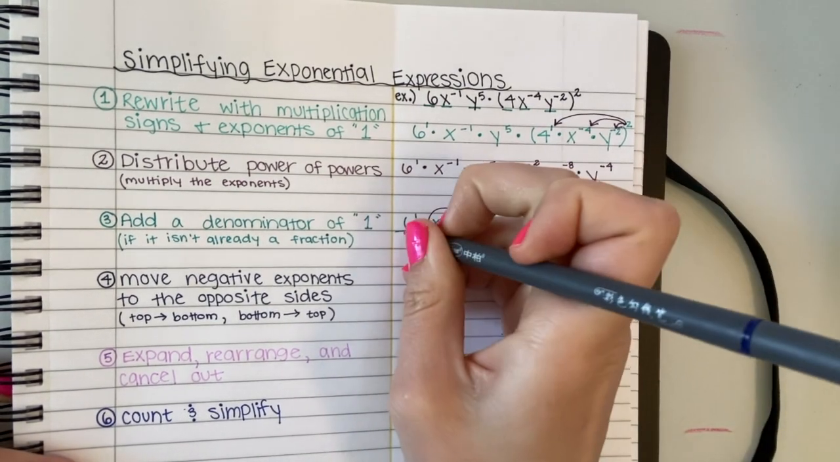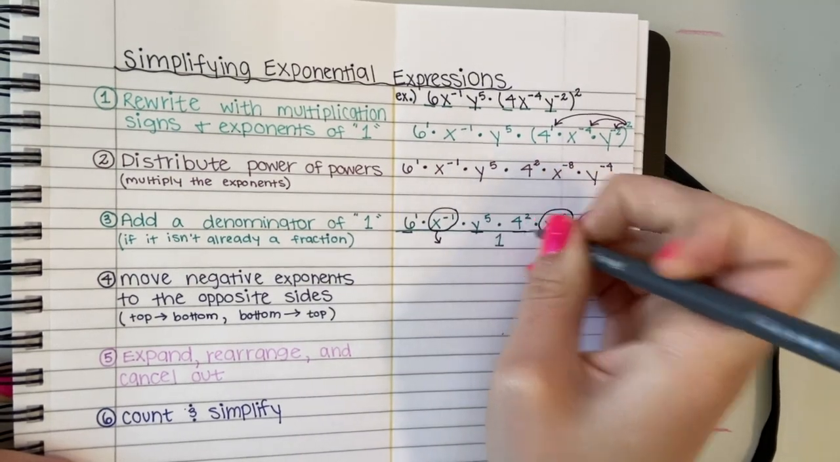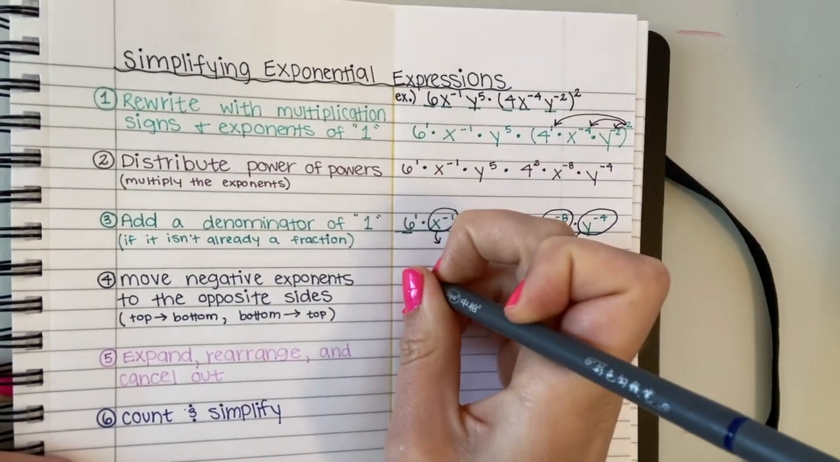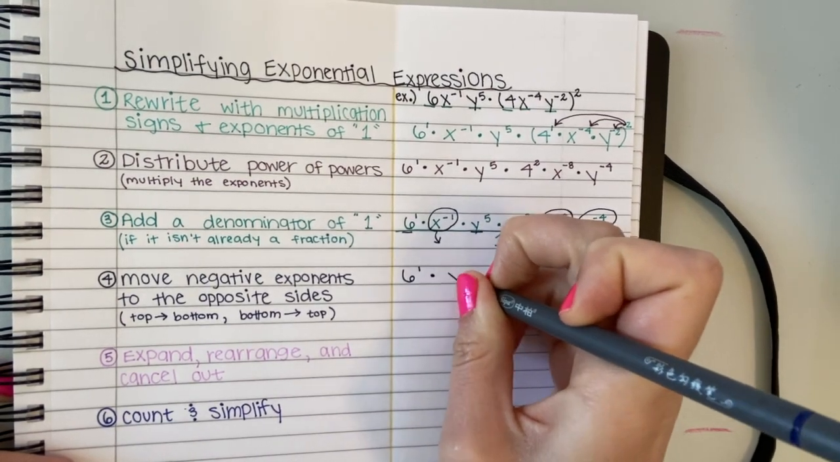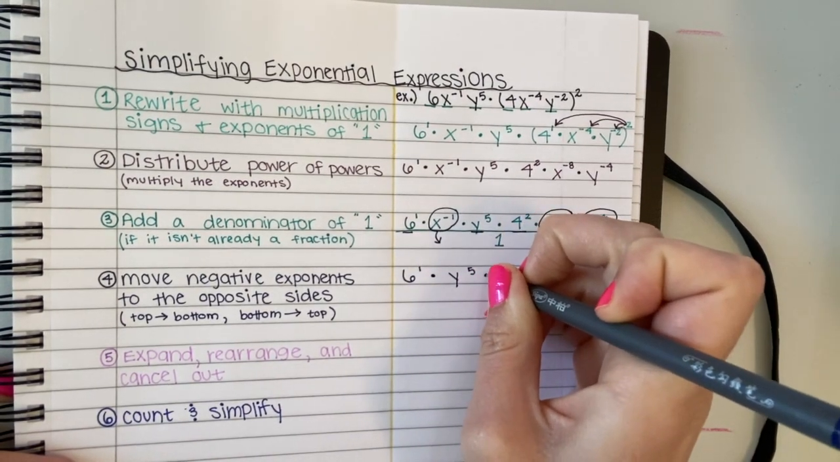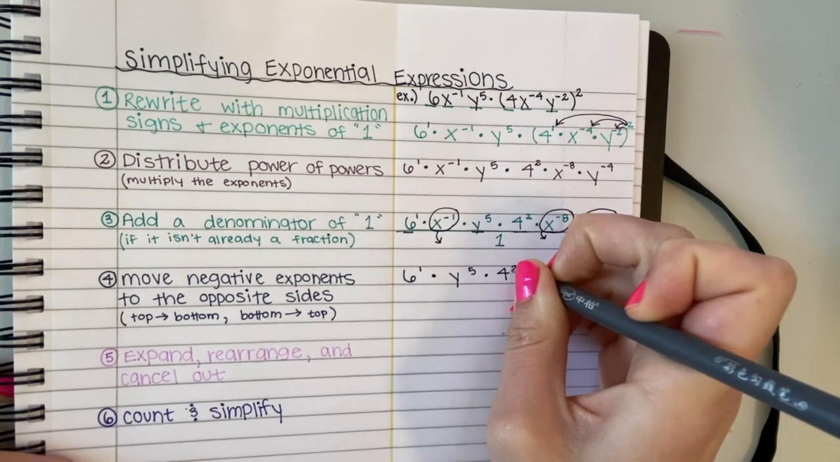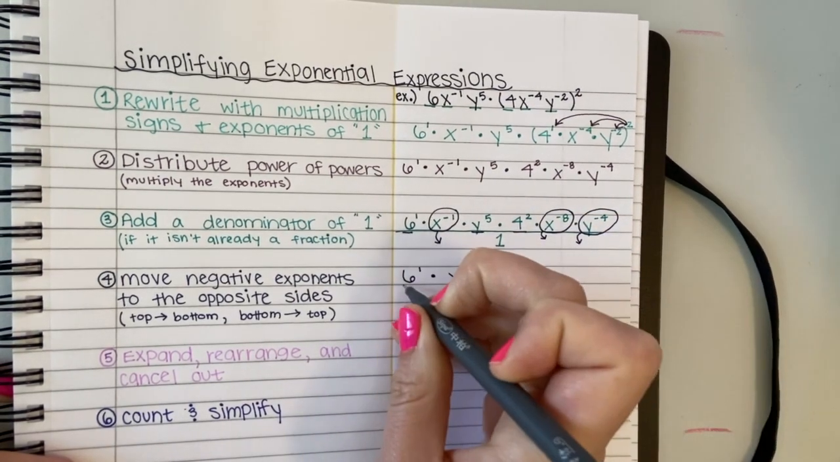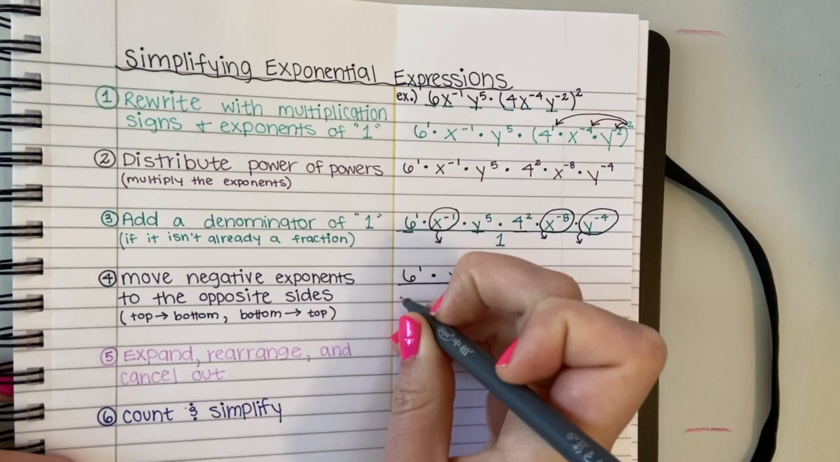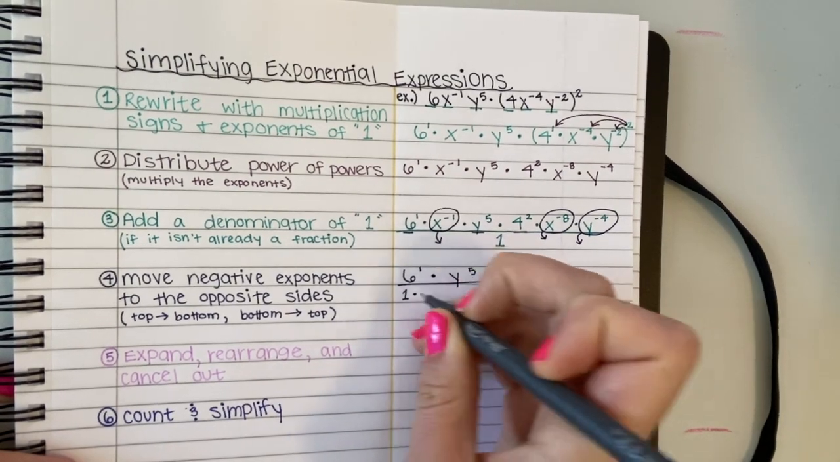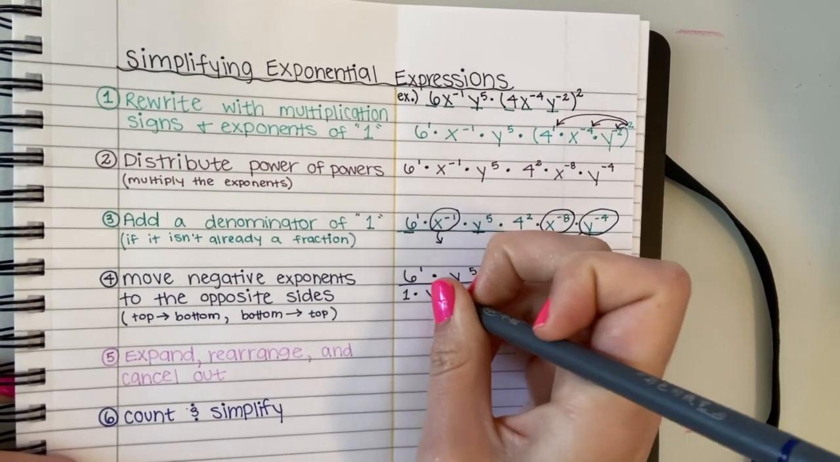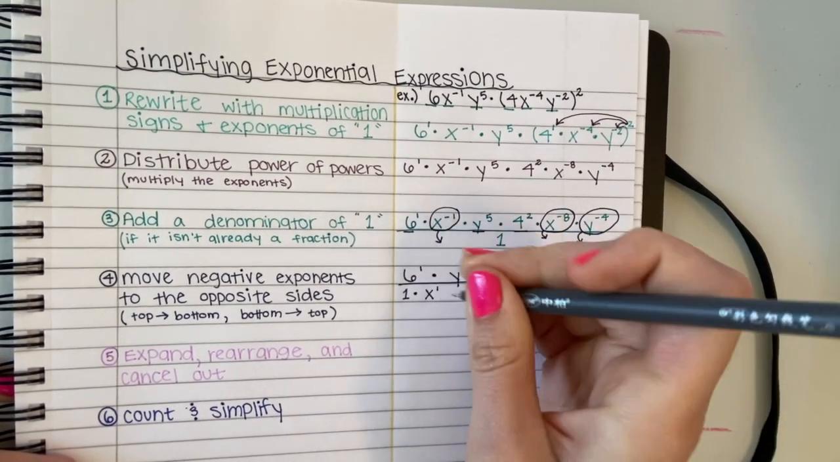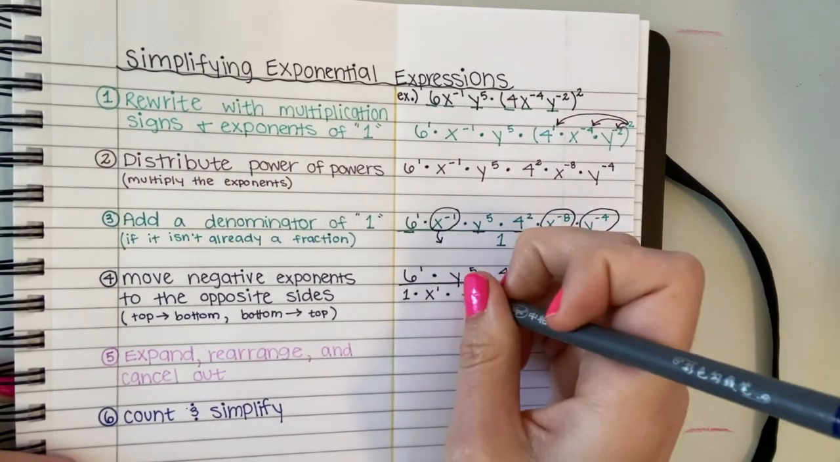So when I rewrite this expression, I'm going to keep the numbers I don't have circled at the top, and I'm going to move the numbers I do have circled, I had my 1 already on the bottom, to the bottom, and their exponents are now positive.